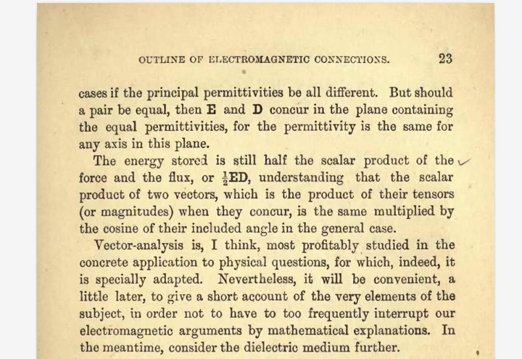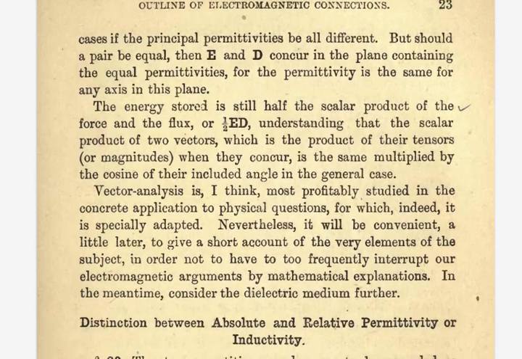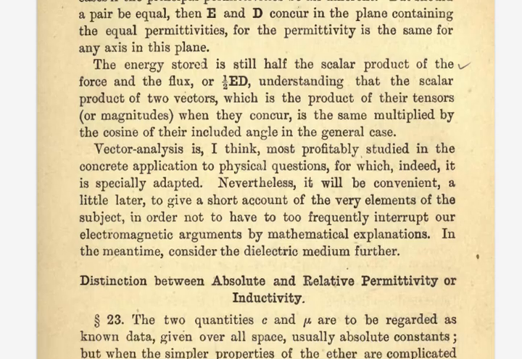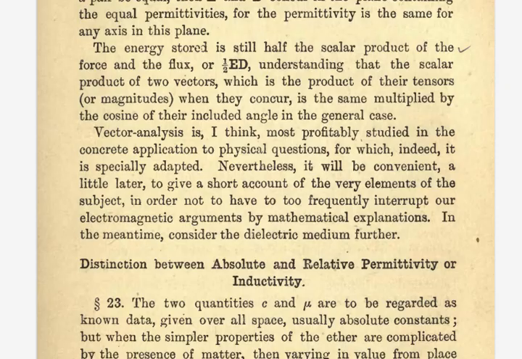But should a pair be equal, then E and D concur in the plane containing the equal permittivities, for the permittivity is the same for any axis in this plane. The energy stored is still half the scalar product of the force and the flux, or half ED, understanding that the scalar product of two vectors, which is the product of their tensors when they concur, is the same multiplied by the cosine of their included angle in the general case.